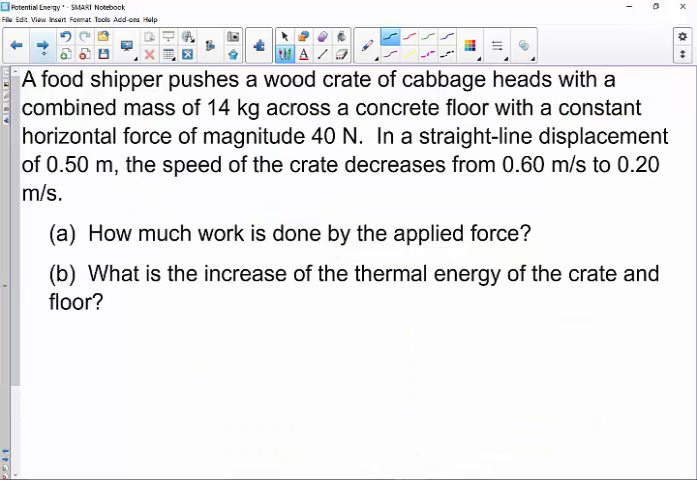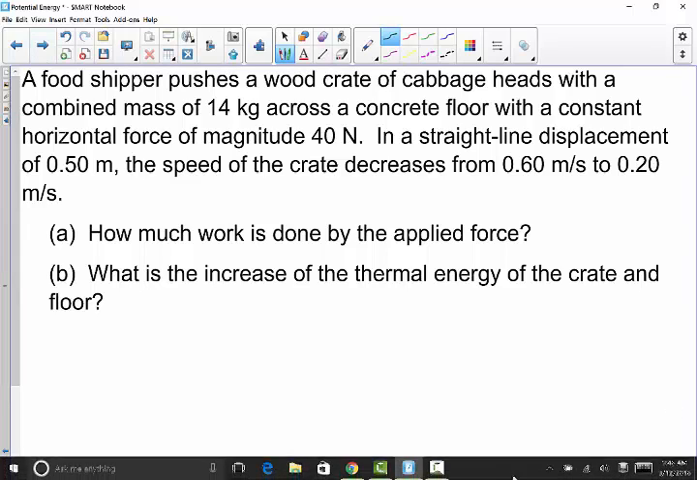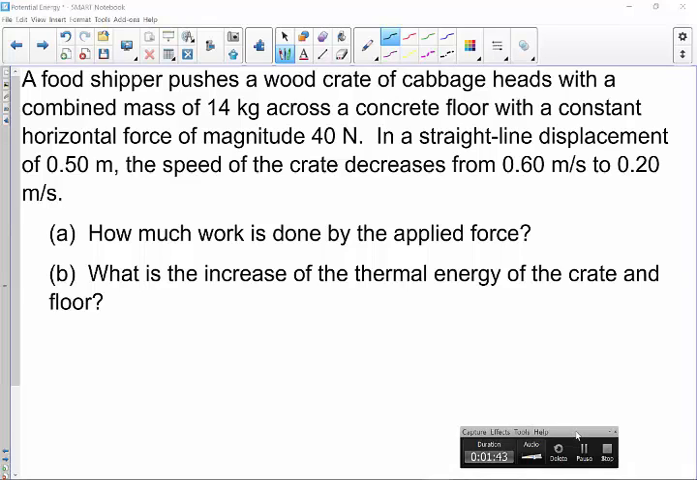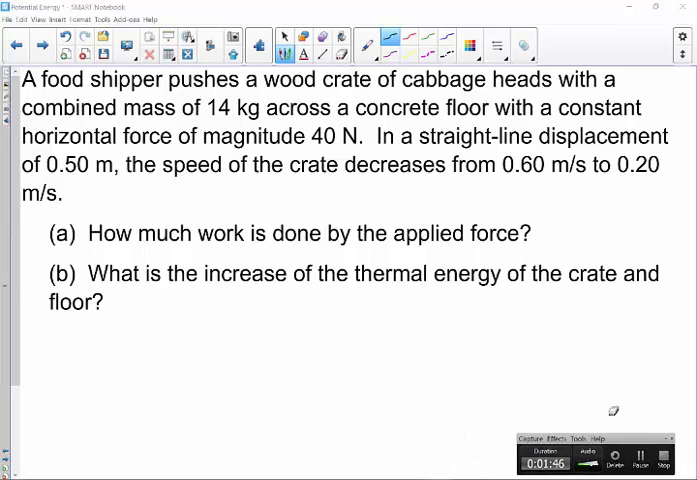A food shipper pushes a wood crate of cabbage heads, I don't know why there's cabbage heads, with a combined mass of 14 kilograms across a concrete floor with a constant horizontal force of magnitude 40 newtons. In a straight line displacement of half a meter, the speed of the crate decreases from 0.6 meters per second to 0.2 meters per second. So let's write down what we know really quick. We start out at 0.6 meters per second.